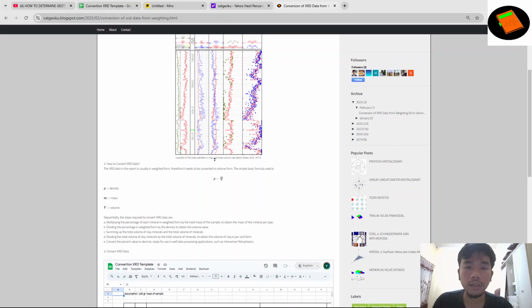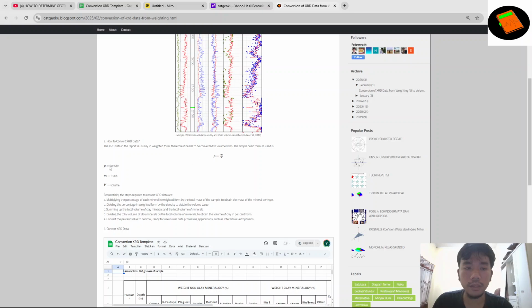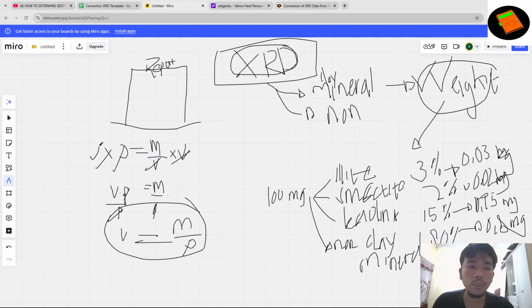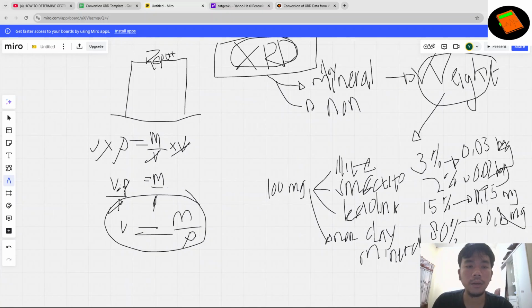You can see the basic formula we use: density equals mass per volume. But we want to know the volume because we will talk much in volume, not in mass. First, to transform the formula, we must multiply each part by V, or volume. So our formula will be volume multiplied by density equals mass, and then divide each part by density. So our final formula: volume equals mass per density.